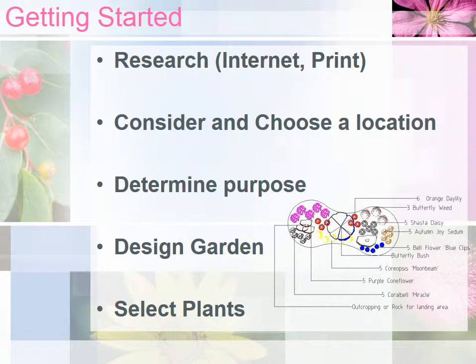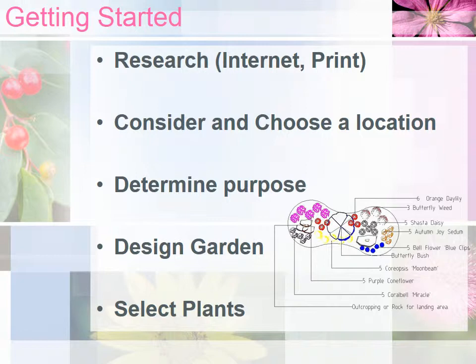Do you want it in front of the yard? Do you want it in the back? Do you want a small garden, a large garden, a potted garden, or in the ground? And you want to determine your purpose. Do you want a garden that is just for butterflies to feed on? Or do you want a garden that will include plants where they will lay their eggs and caterpillars will hatch, and kind of the entire, full circle sort of thing?